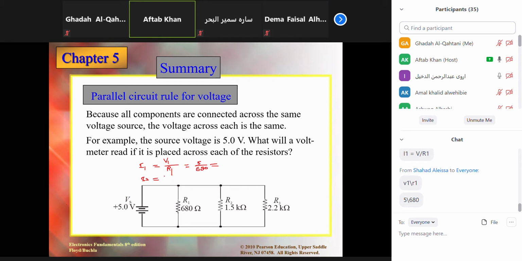So for I2, it is V2 over R2. It is going to be 5 over 1.5, or I can say 1500. I can convert it into ohms.